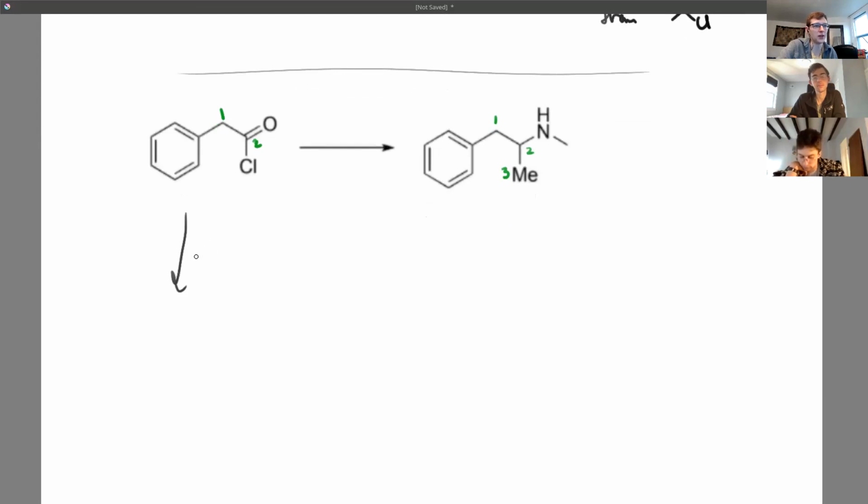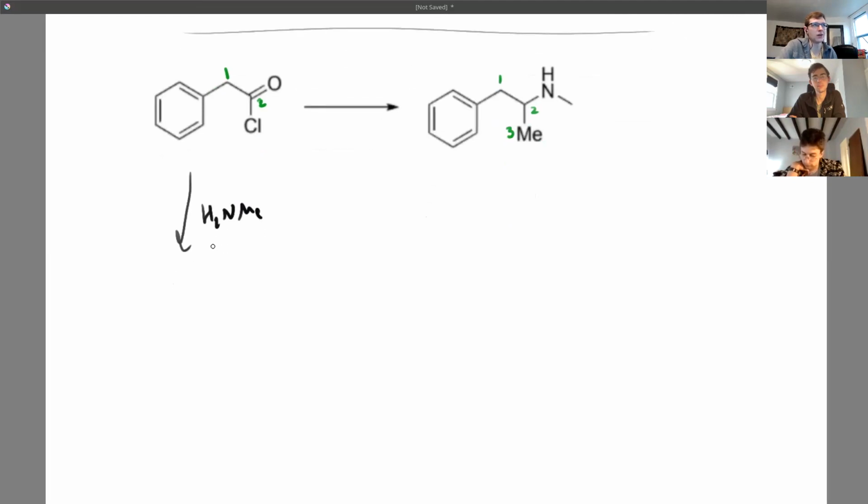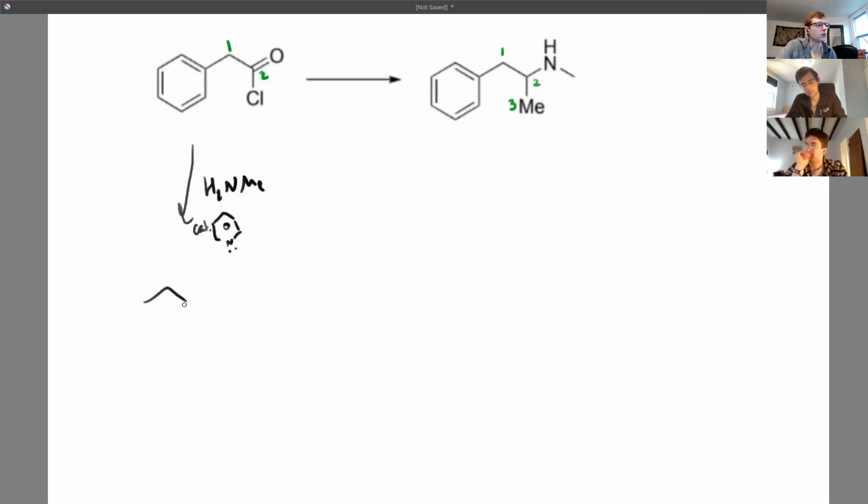So if we reacted with the amine, we would get, let's see, what amine do we need? NH2 methyl, right? And then usually when doing these things, we want some base to pick up one of those hydrogens, right? And so, well, there we go. So now we have the amide.